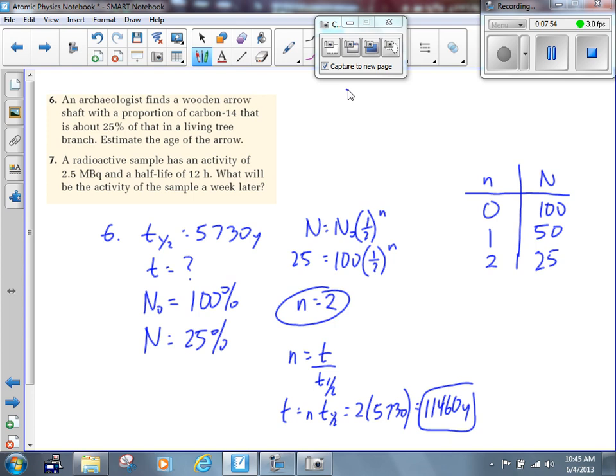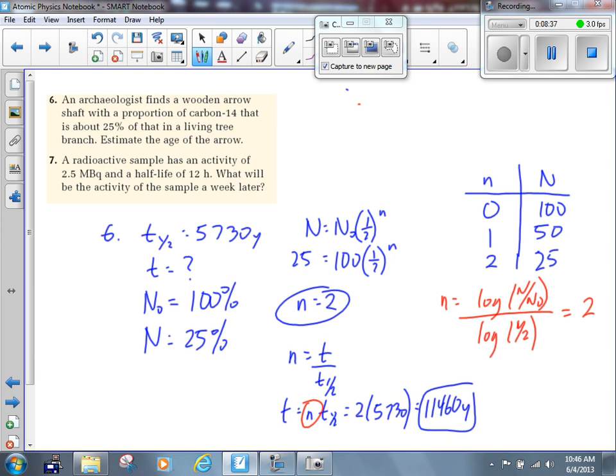Let's use logarithms to do that for those of you who are comfortable with logarithms. We're going to say n is equal to log n over n sub 0 over log of 1/2, or of 0.5. If you're not comfortable with logarithms, then don't do this. If you've never done logarithms before in your life, then don't even pay attention to what I'm doing right now. Just use the divide by 2 method. And so we say log of 25 over 100 divided by log of 0.5, and when we do that, we should still get 2.0, which we turn around and plug into here, giving us still 11,460 years.